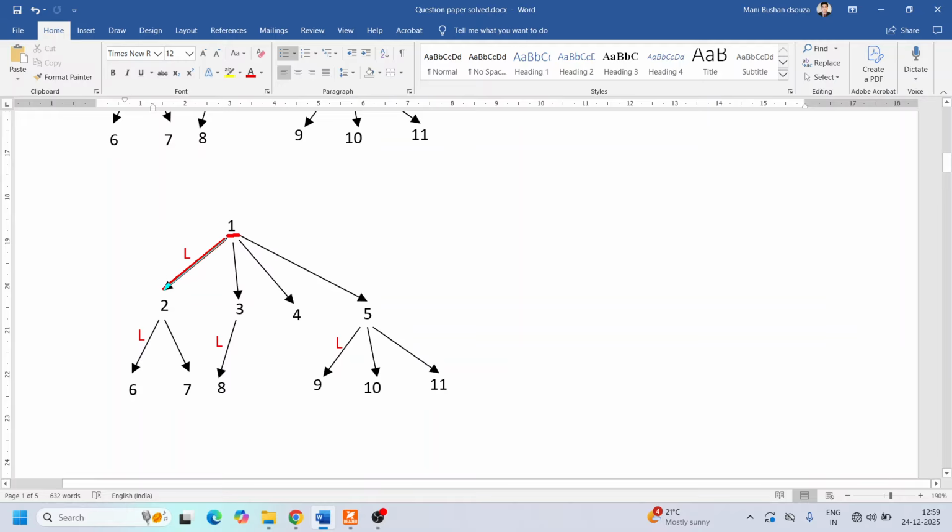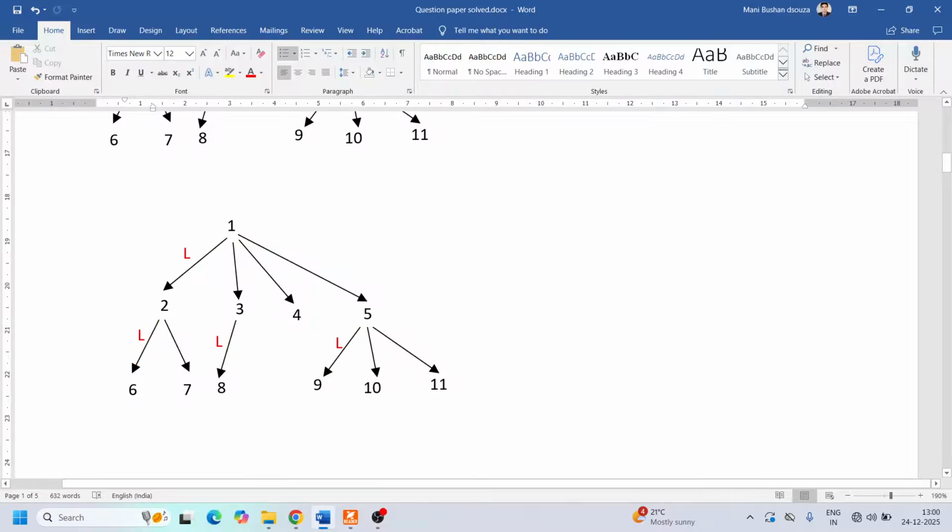Mark the left-hand side, the left child, as L. Go to the second node, mark its leftmost child, only one child, leftmost child, as L. Go to the next node, mark its leftmost child as L. Go to the next node. If there is no leftmost node, leave it as it is. Go to the next node, node number 5, mark its leftmost child as L. So you are only marking the leftmost child. You just mark the leftmost child as L.